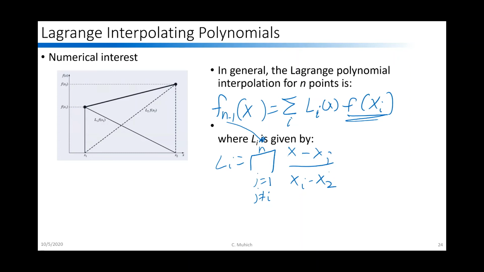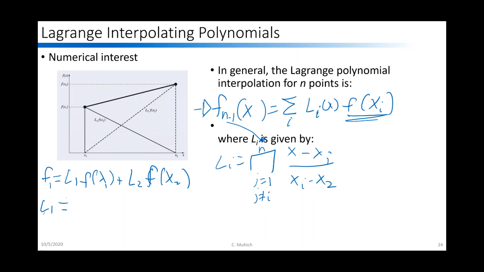Okay, so building this out, we could say f to the first power is going to be L1 times f of x1 plus L2 times f of x2. Okay, so we've written out that first part of the equation. Now we need our L1.